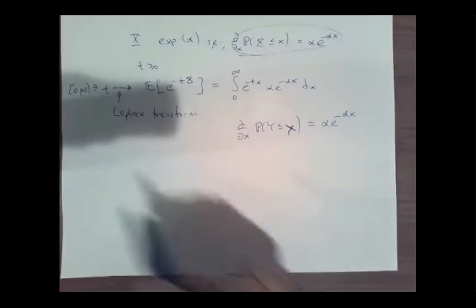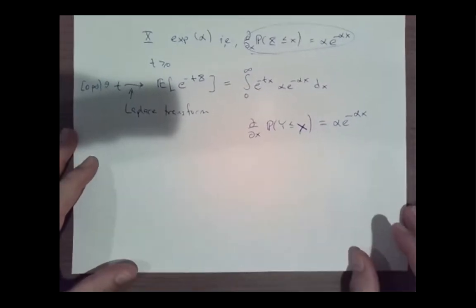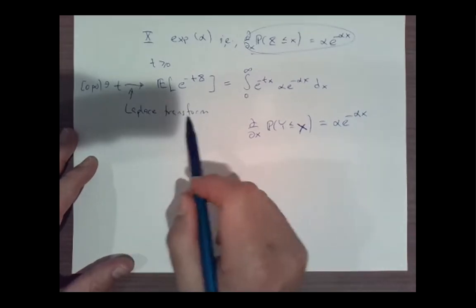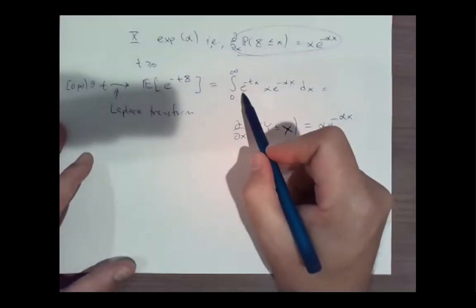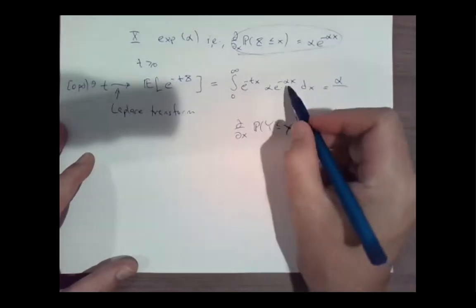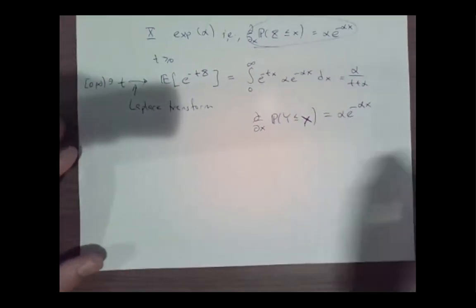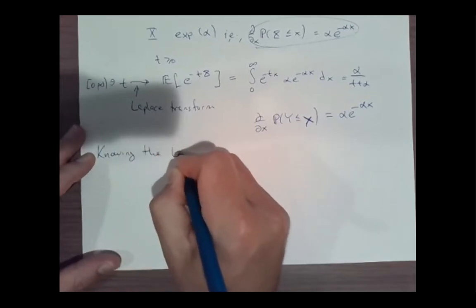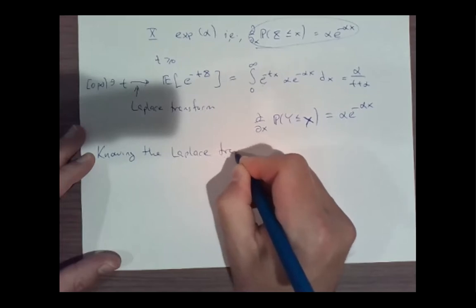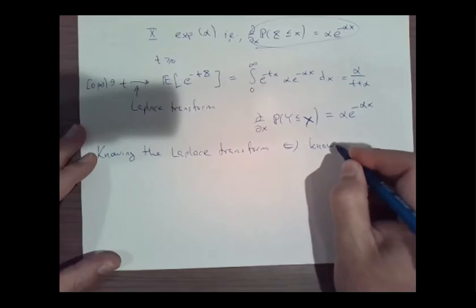There was one question about the Laplace transforms. If you haven't seen these transforms before, you work out what this one here is. This is something like alpha over t plus alpha. So knowing the Laplace transform is equivalent to knowing the density.